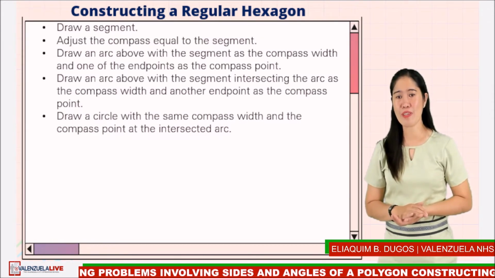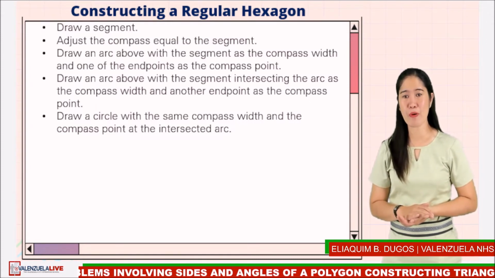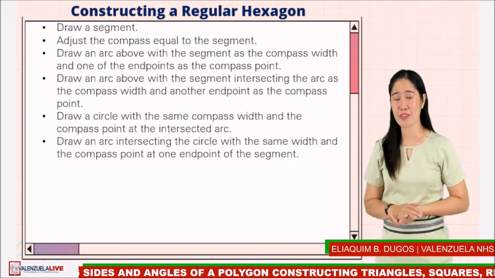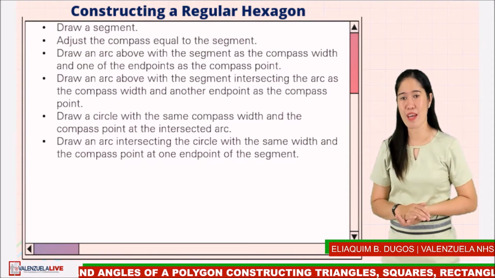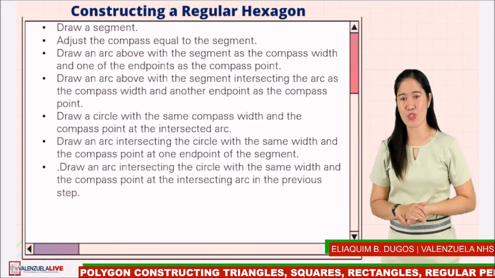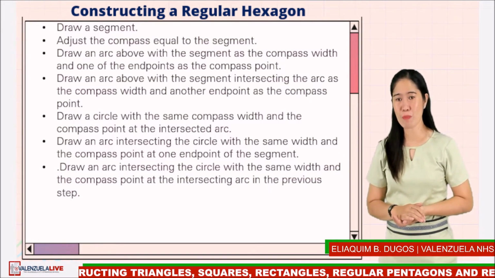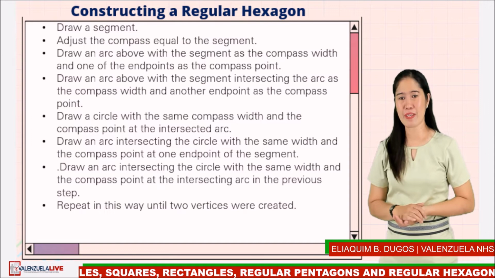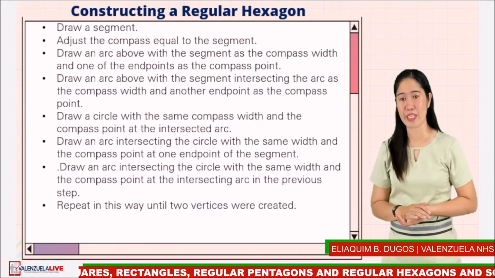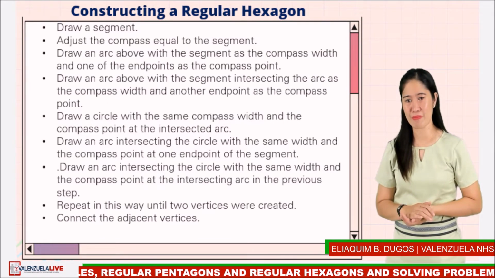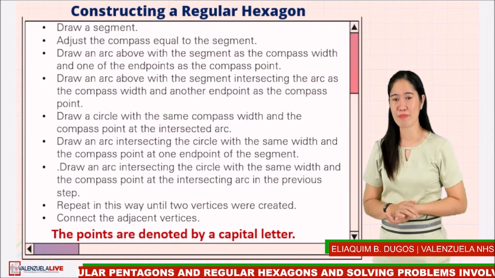Draw a circle with the same compass width and the compass point at the intersected arc. Draw an arc intersecting the circle with the same width and the compass point at one endpoint of the segment. Draw an arc intersecting the circle with the same width and the compass point at the intersecting arc in the previous step. Repeat in this way until 2 vertices were created. Then connect the adjacent vertices. Are you ready now to construct? Watch this.